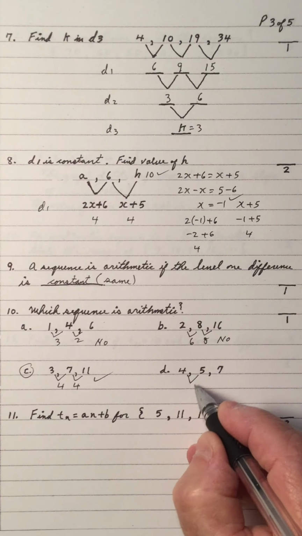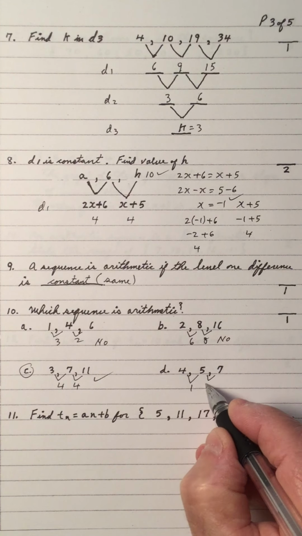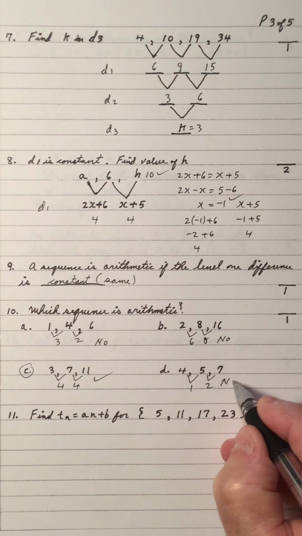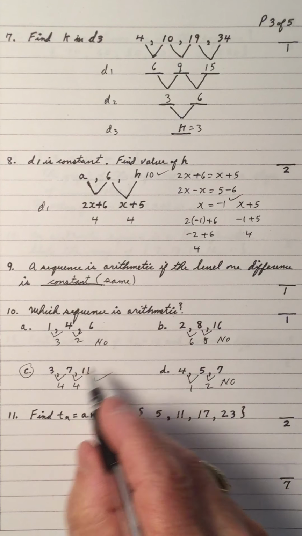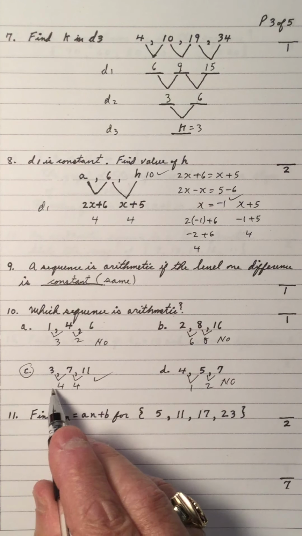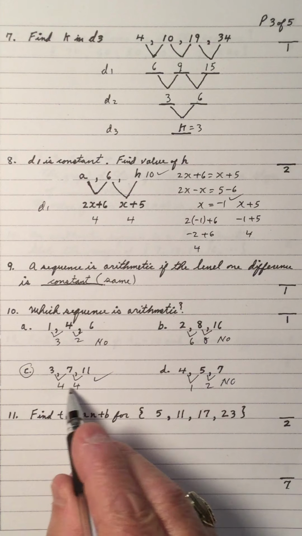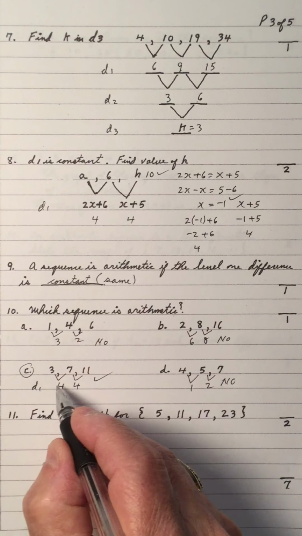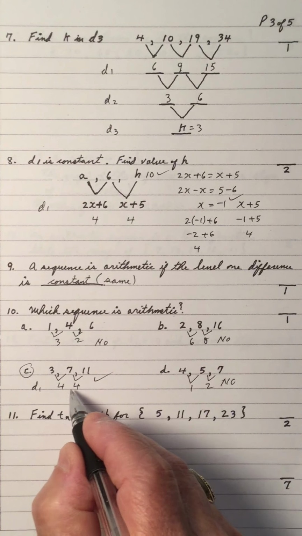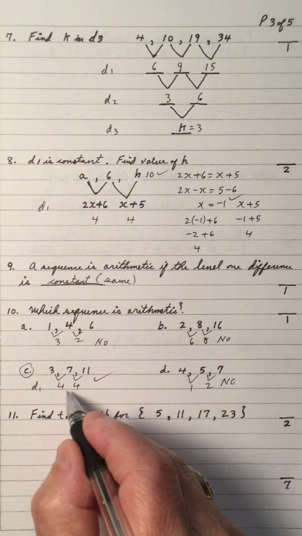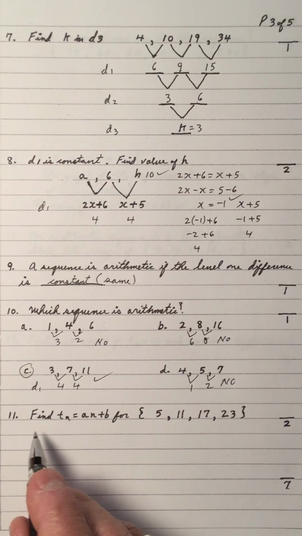5 minus 4 is 1. 7 minus 5 is 2. So this is a no. So the answer C is the arithmetic sequence because it's got a constant level 1 difference. That's the level 1, and the constant each subtraction of the previous terms is 4.